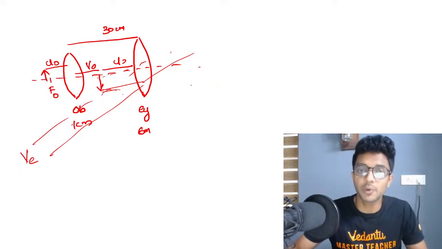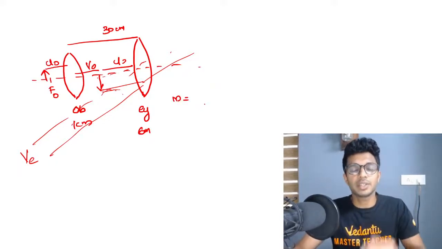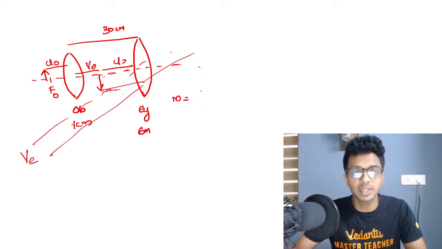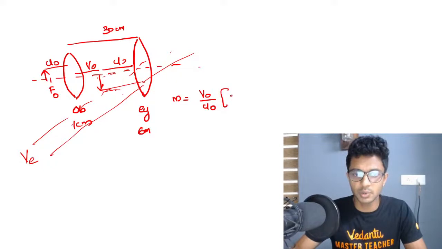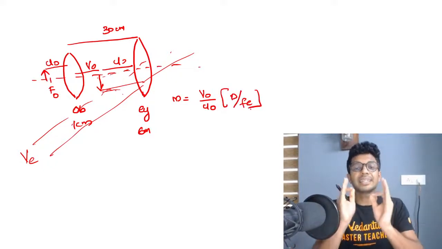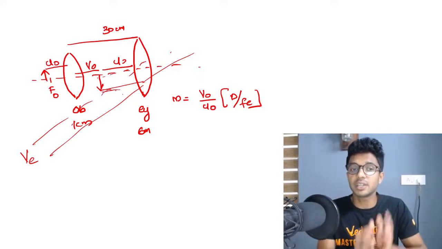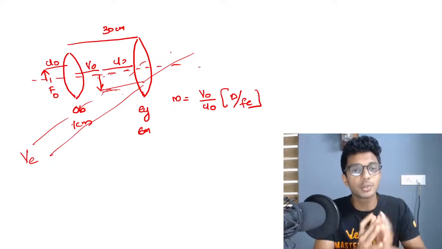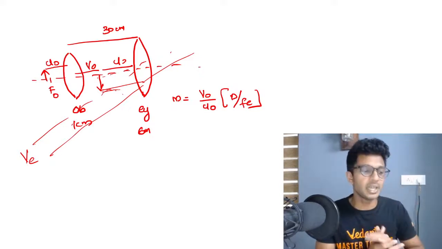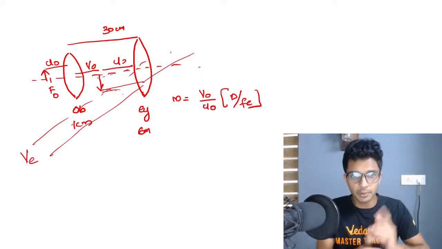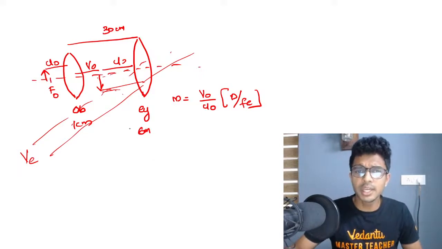Let me give you the formula for magnification. The formula for magnification is given as V naught divided by U naught, into D by focal length of the eyepiece. This is the real equation for finding out the magnification for a microscope where the final image is formed at infinity.